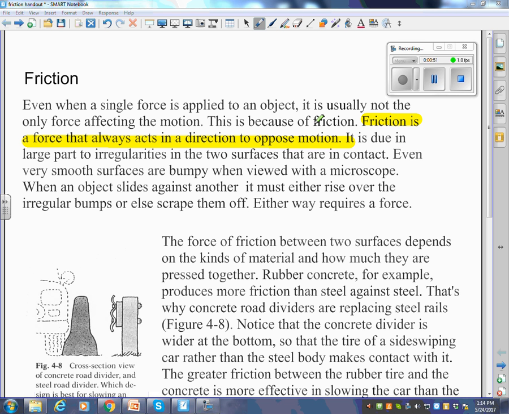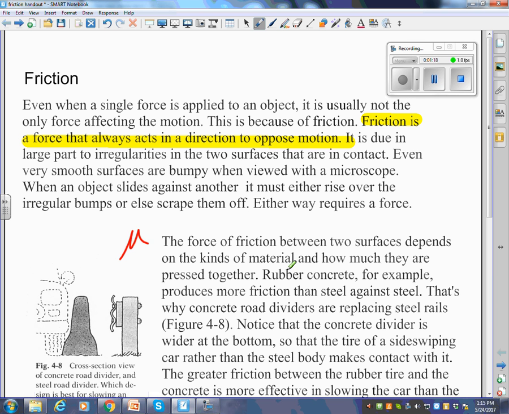Even very smooth surfaces are bumpy when viewed with a microscope. When an object slides against another, it must either rise over the irregular bumps or else scrape them off. Either way requires a force. And the force of friction between two surfaces depends on the kinds of materials and how much they are pressed together. So that's really a different version of the definition of mu. Another common mistake yesterday: people subtracted mu instead of subtracting the friction force.